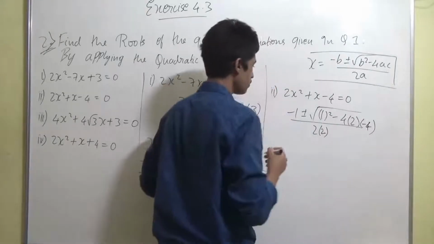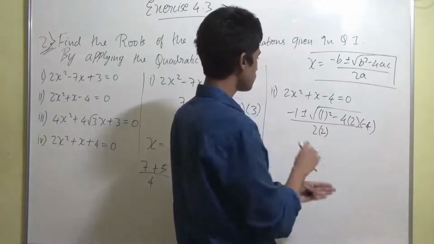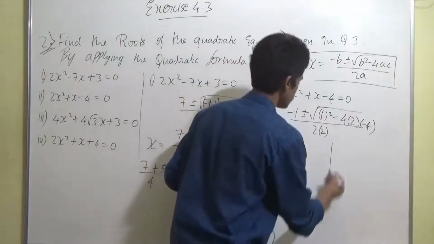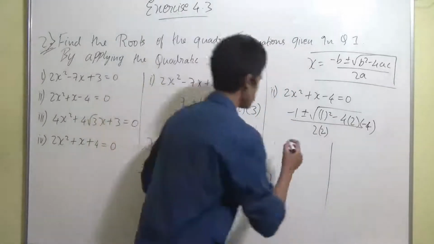Now let's simplify it. One answer we will write with the minus part and one answer with the plus part. This plus or minus is there, right? So one we will write for plus and one for minus. That's how you are going to get 2 solutions.